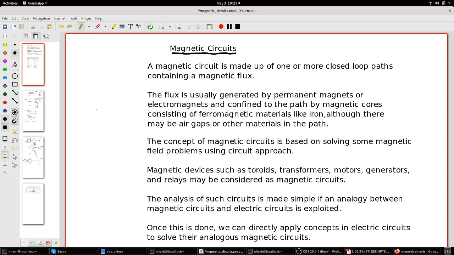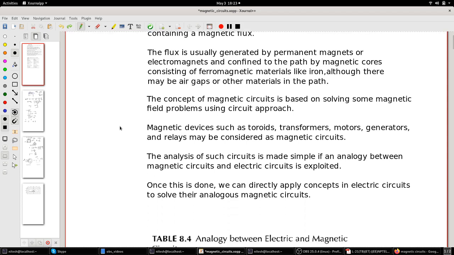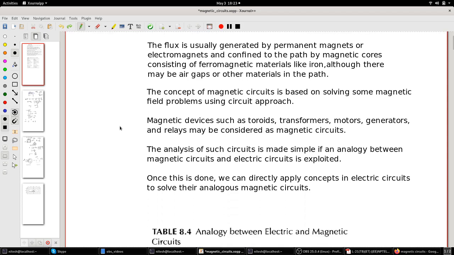The concept of magnetic circuits is based on solving some magnetic field problems using a circuit approach. Magnetic devices such as toroids, transformers, motors, generators, and relays may be considered as magnetic circuits. The analysis of such circuits is made simple if an analogy between magnetic circuits and electric circuits is exploited. Once this is done, we can directly apply concepts in electrical circuits to solve their analogous magnetic circuits.